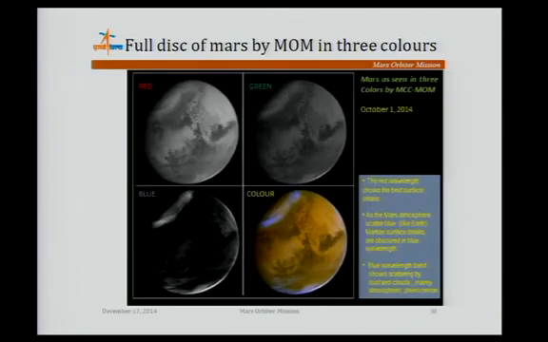Okay, slide number 50. This is the full disk of Mars taken through the Mars Color Camera. Different colors are taken, like green, red and blue. Then those are all combined to get the color image of Mars. That way we took three photos and combined them to get a better color view of Mars. Next.